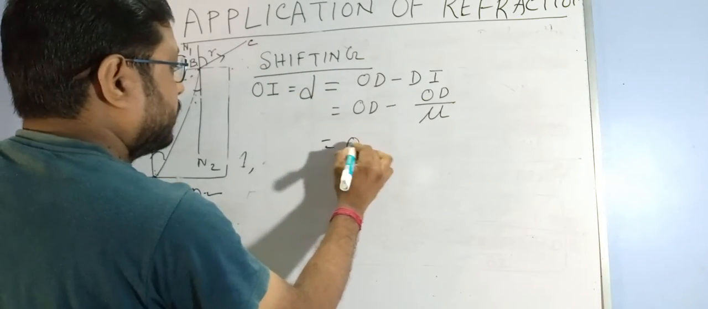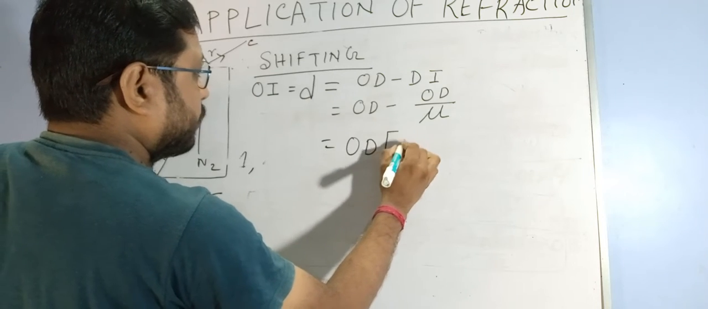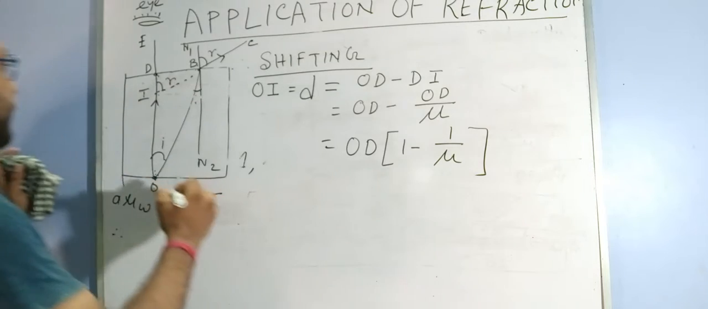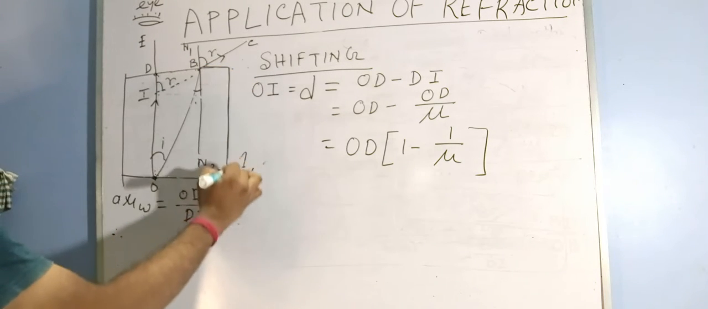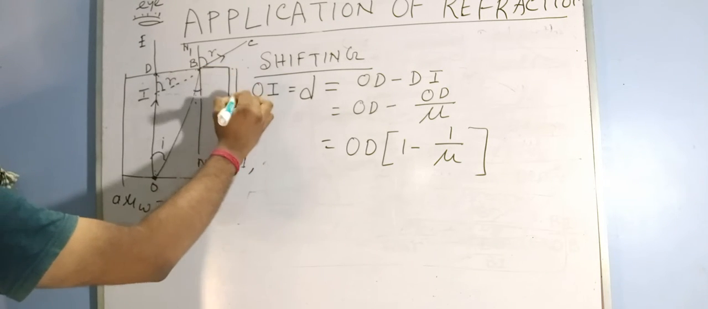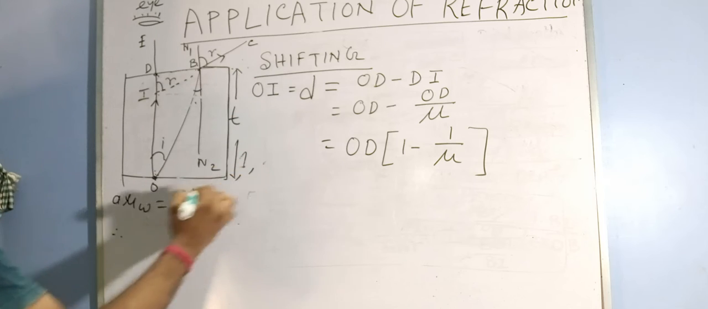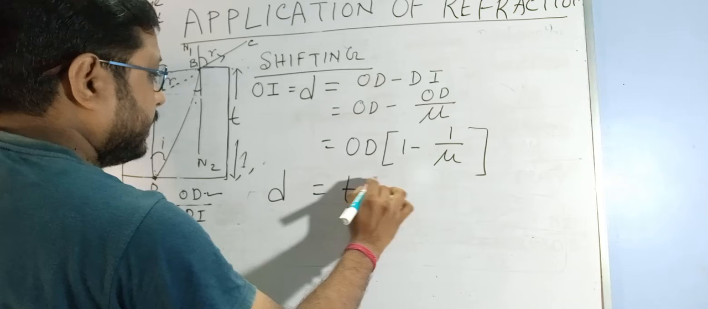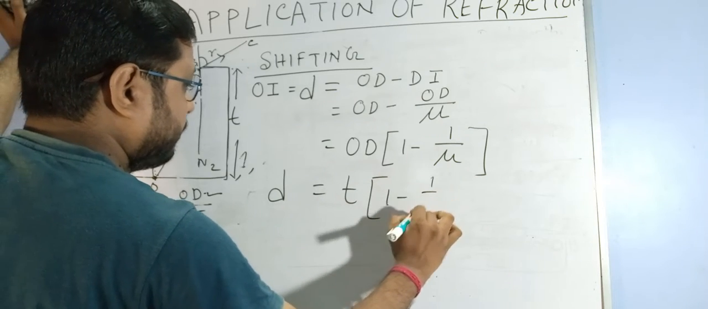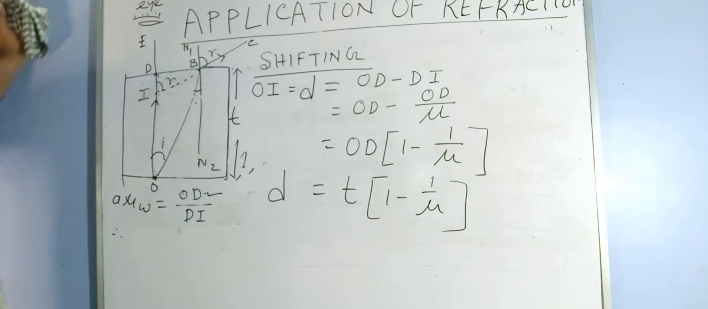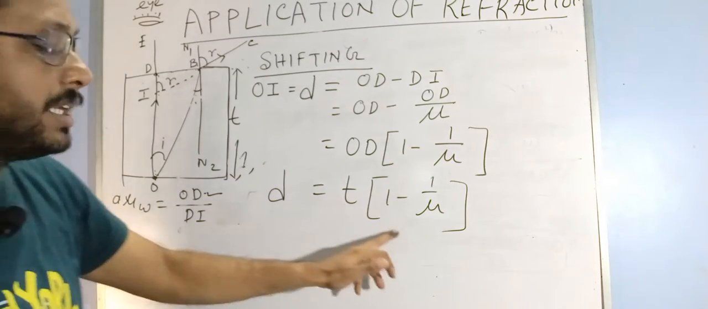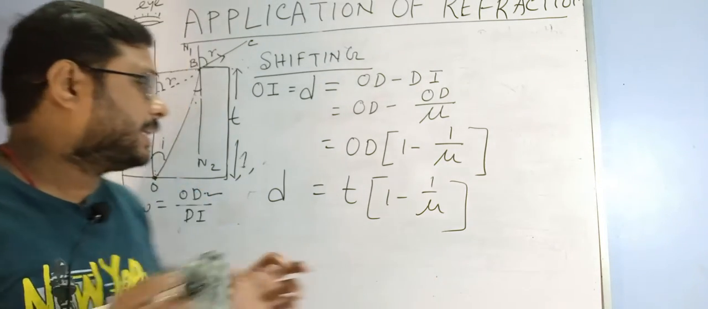So if we take common OD, we can get 1 minus 1 by mu. And if the thickness of the vessel or beaker or glass slab is T, then OD equals T into 1 minus 1 by mu. The thickness is equal to real depth. So d equals T into 1 minus 1 by mu is the final formula of lateral shift.